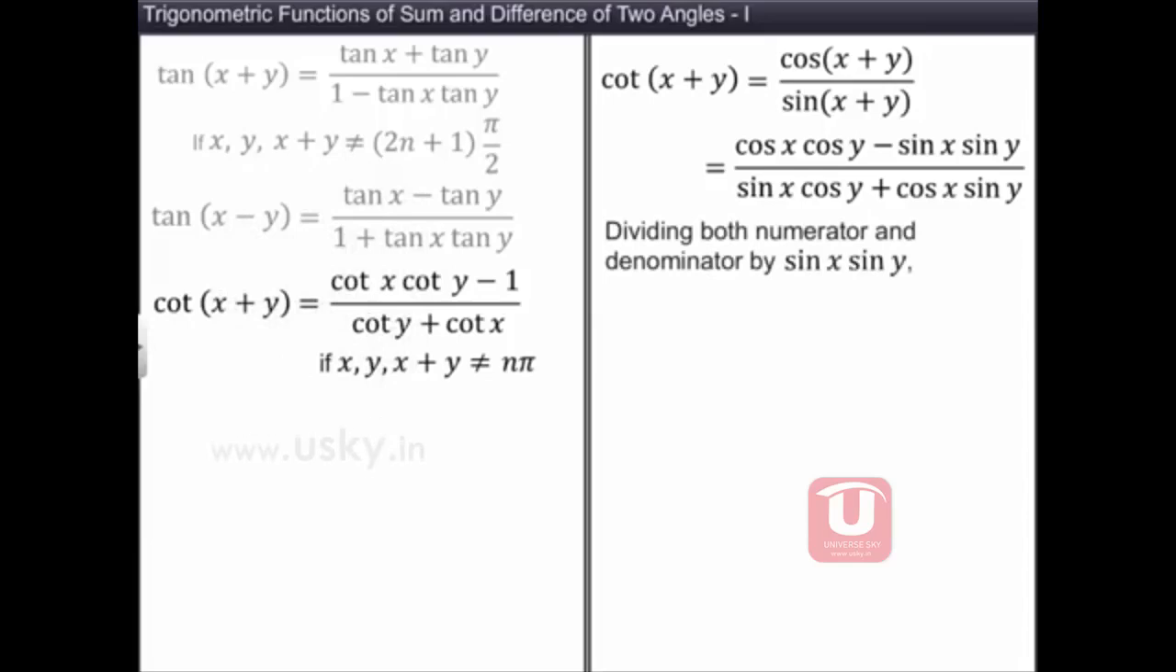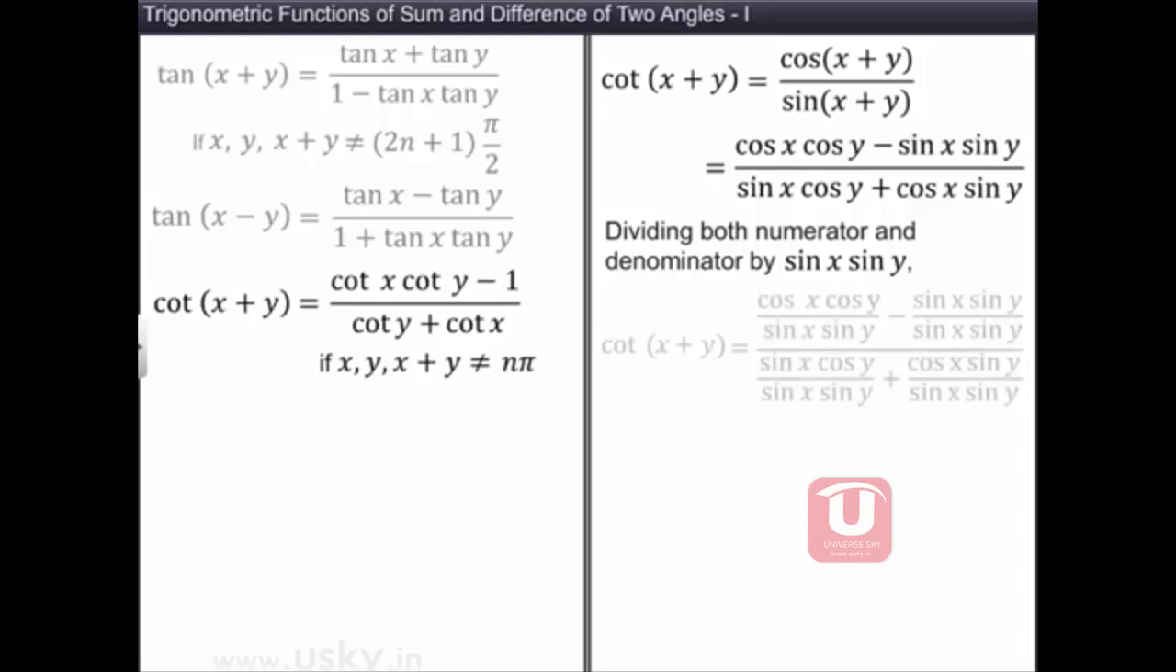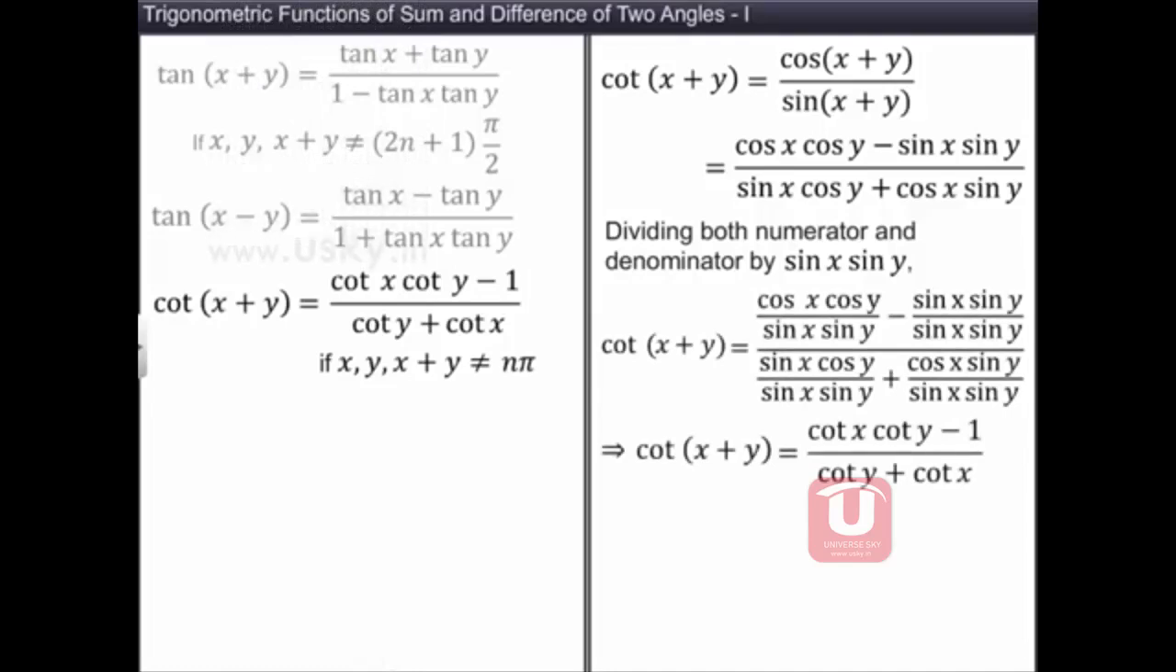On dividing the numerator and the denominator by sin x into sin y and simplifying, we get cot of x plus y is equal to cot x into cot y minus 1 divided by cot y plus cot x.